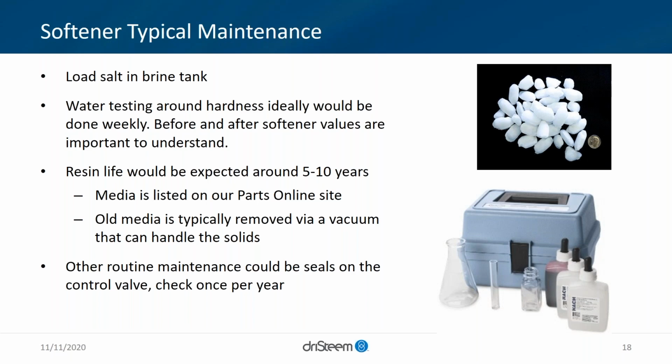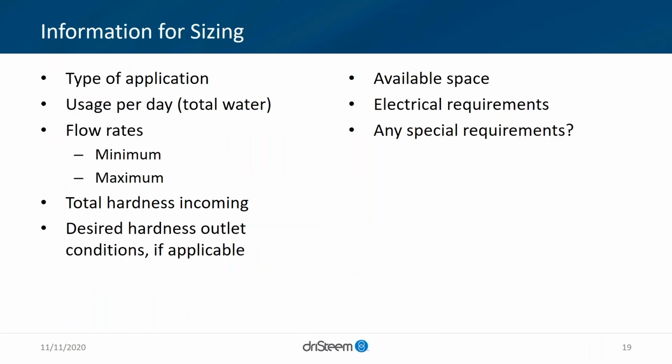Other routine maintenance could be seals on the control valve. Check once per year. As you run higher pressures and as you run different scenarios, those seals can break down, but you want to make sure that you have hardness, and that's the easiest way to check is make sure you don't have hardness going through on your soft water side.